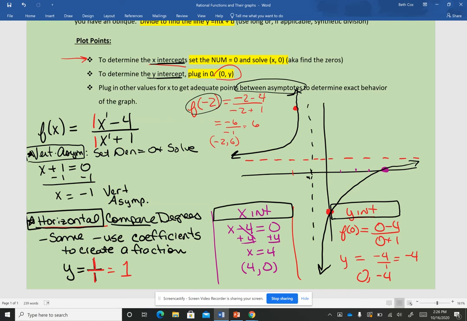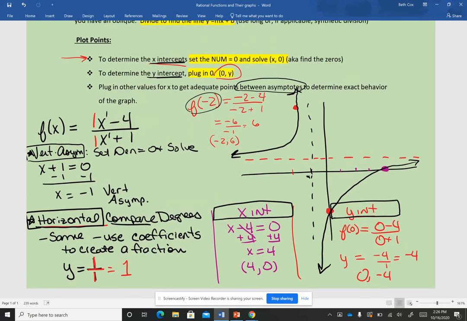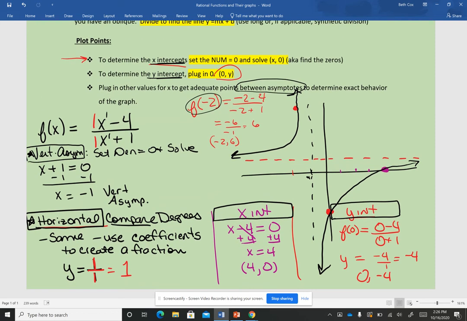Okay, let's look at another one. I need more room.